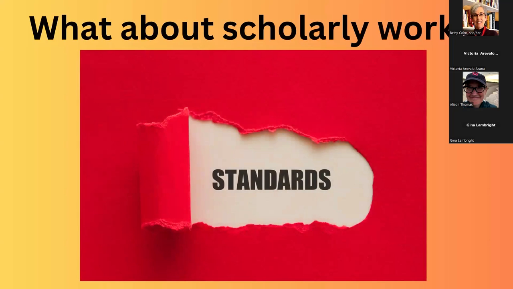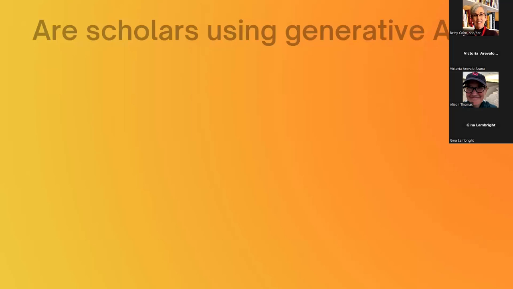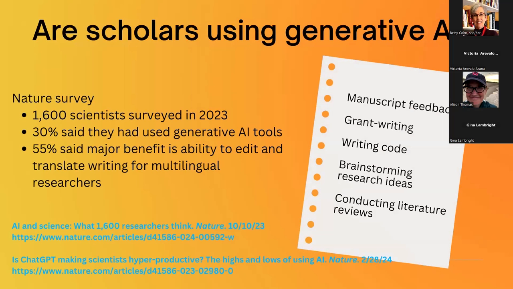So I think scholarly work is also a really useful model and way to get our community thinking about guidance that makes sense for our students. Scholars are using generative AI across disciplines. Definitely in the sciences is where most of the writing about that fact is happening.